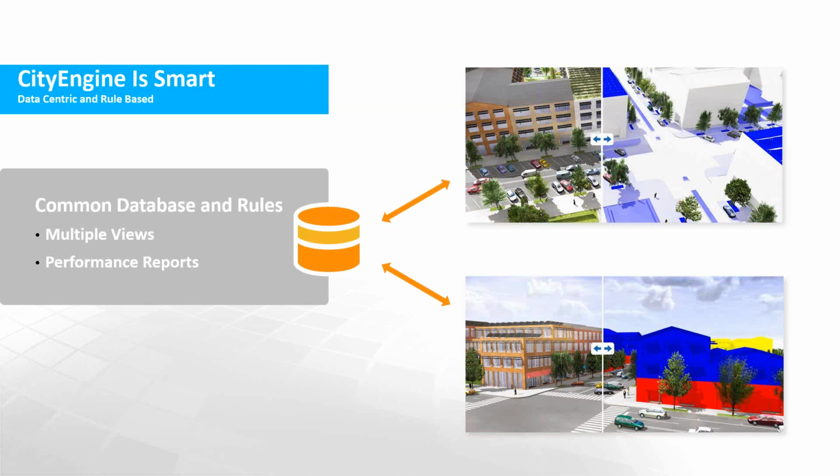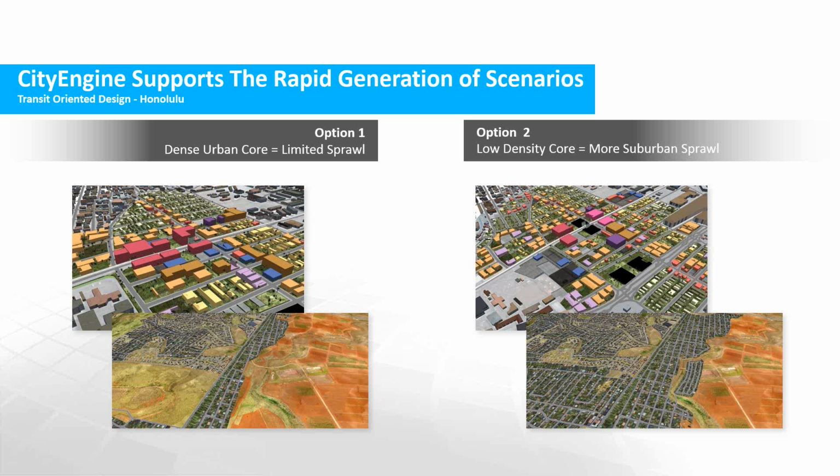So CityEngine is smart. It works off of these common databases of rules, allowing for multiple views and performance reporting. So what you're seeing here would be looking at stormwater visualizations by the flip of a switch in CityEngine, or looking at the zoning regulations, the unseen environment, adding that fourth or third and a half dimension to our master plans that we want to showcase to try to get support and buy-in.